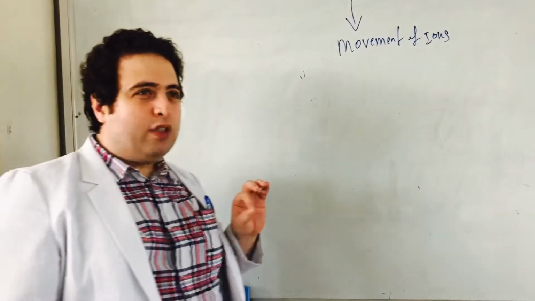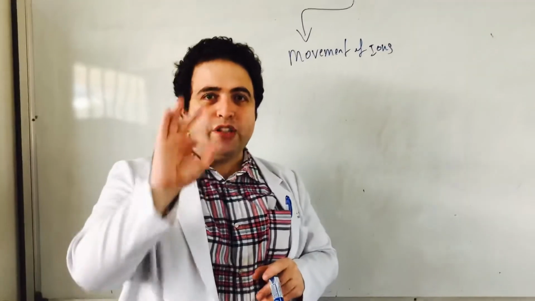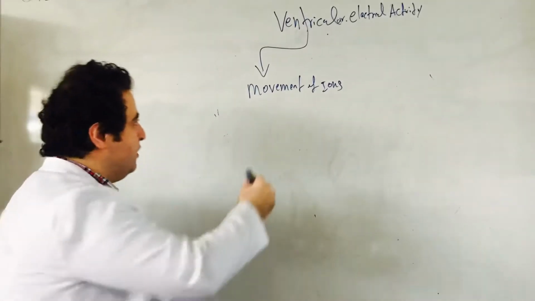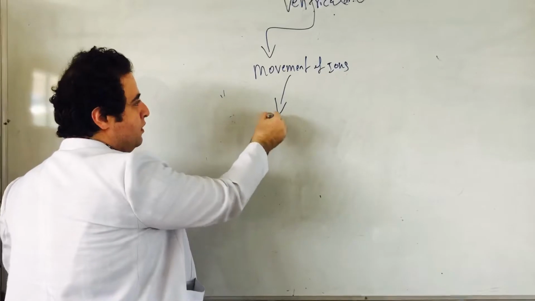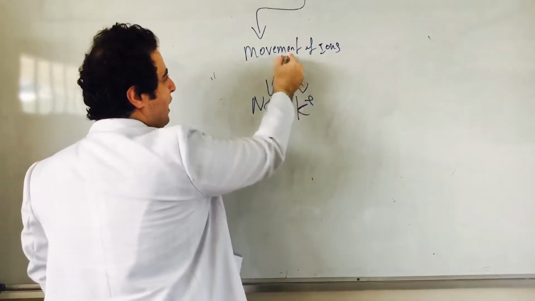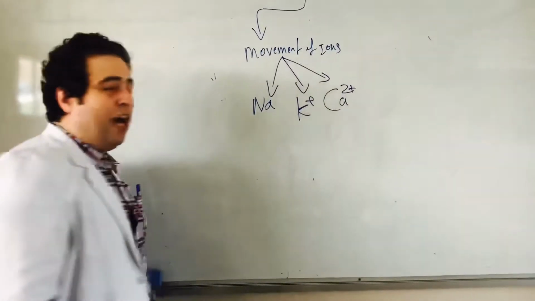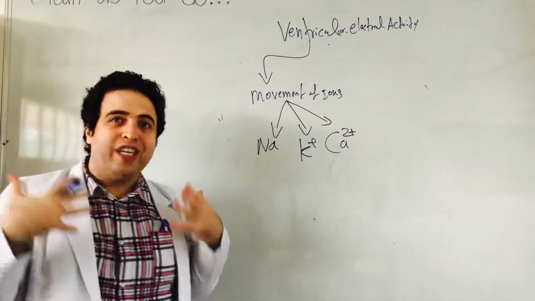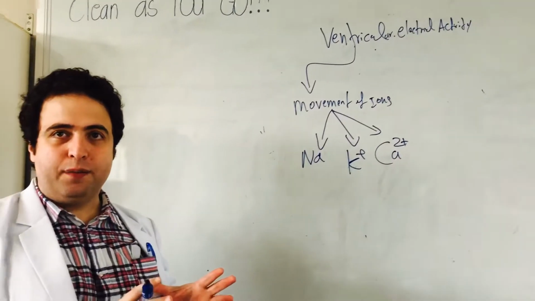Okay, so I need movement of ions, right? Can you think about which ions are supposed to move? There are three important ions that we should not forget. Those are, which ones? Sodium, potassium, and calcium. So I need these three ions to move in order to generate an action potential in my ventricle.